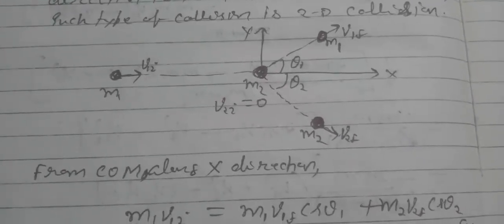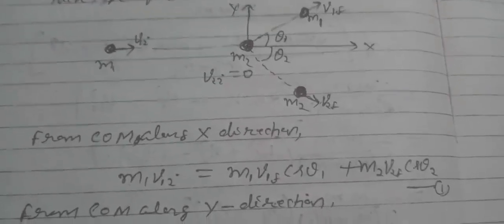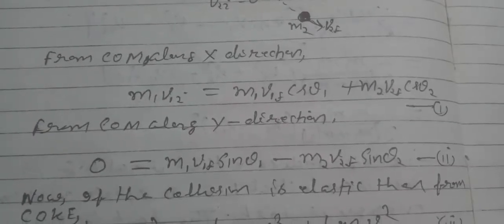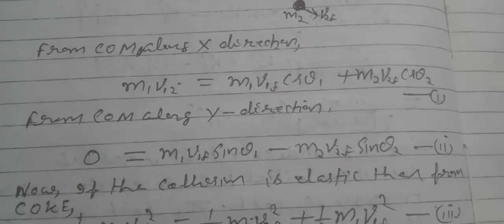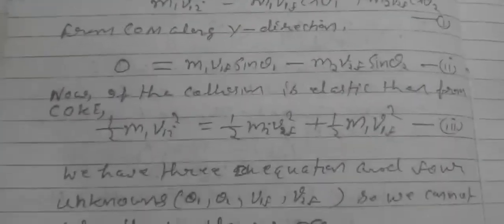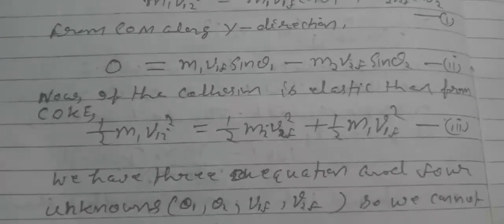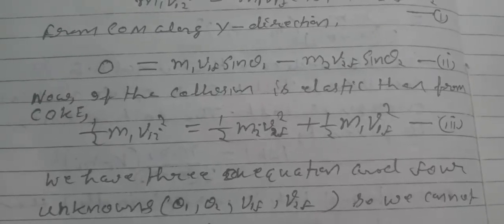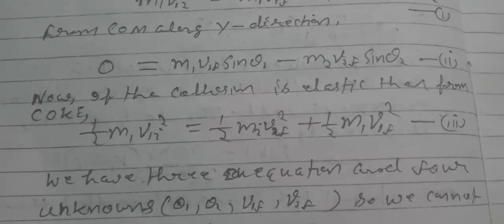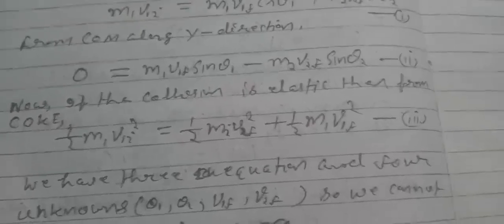From the conservation of momentum along the x direction, we have m1 v1I equals m1 v1F into cos theta 1 plus m2 v2F into cos theta 2, equation 1. From conservation of momentum along the y direction, 0 equals m1 v1F into sin theta 1 minus m2 v2F into sin theta 2, equation 2. Now if the collision is elastic, then from conservation of kinetic energy, 1 by 2 m1 v1I square equals 1 by 2 m2 v2F square plus 1 by 2 m1 v1F square, equation 3.